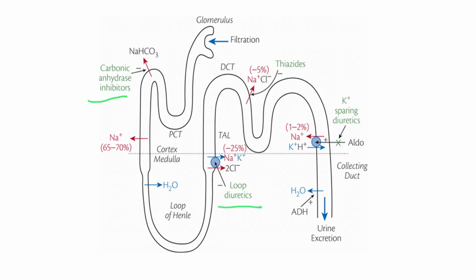The next thing written in green here are loop diuretics. Loop diuretics are named as such because they work in the anatomic loop of Henle. The loop of Henle has thin and thick ascending and descending limb segments, and the area of activity of this class of diuretics is in this thick ascending loop. That's what TAL stands for here, the thick ascending loop.